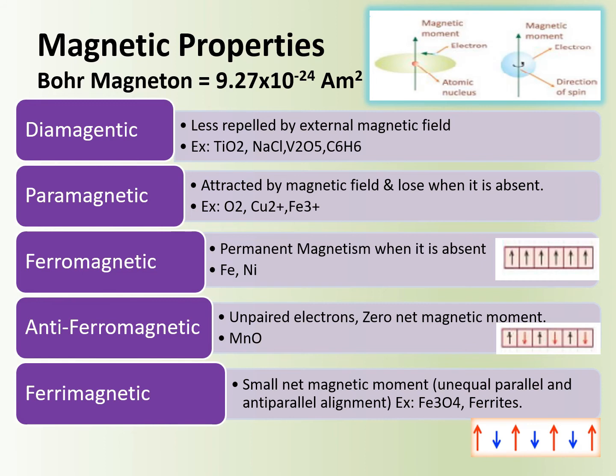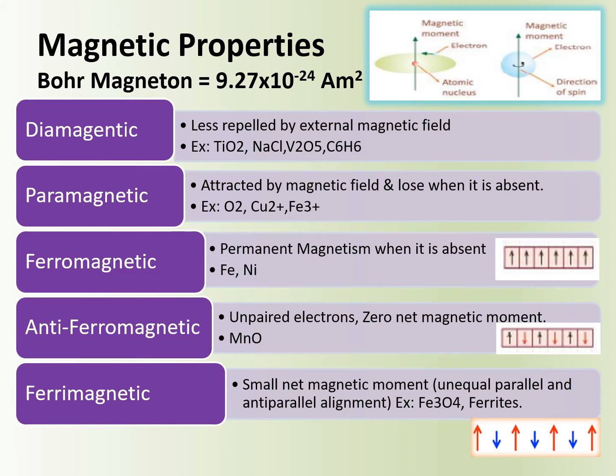Ferromagnetic. Ferromagnetic shows a permanent magnetism. You have to keep that in your mind. Ferromagnetic means always having a permanent magnetism, whether an external magnetic field is there or not, that doesn't matter. The permanent magnetic field will be there in ferromagnetism.